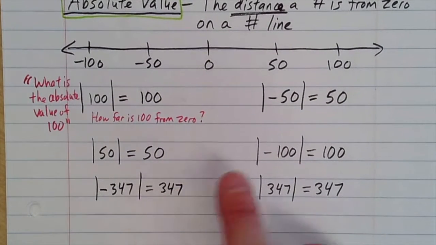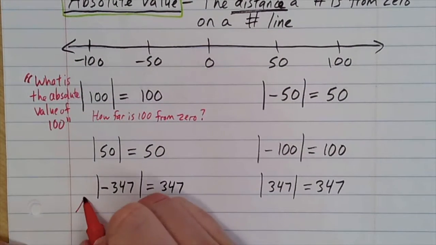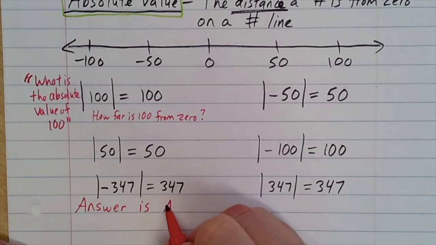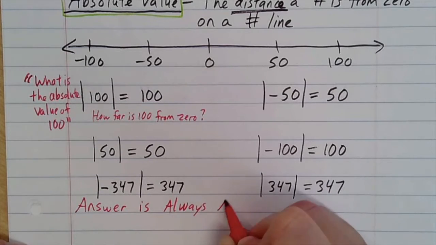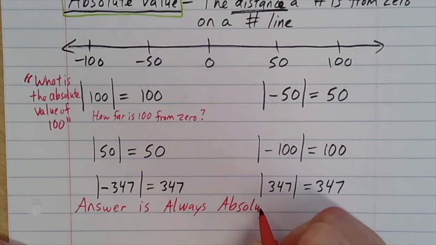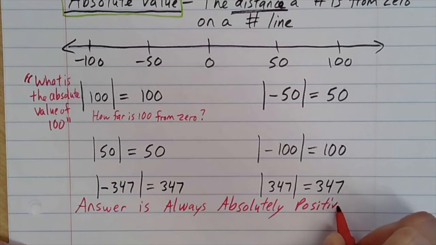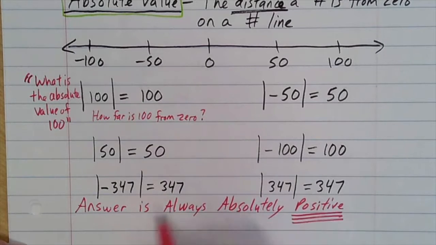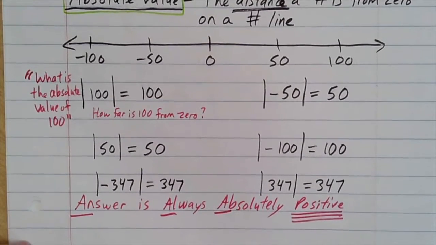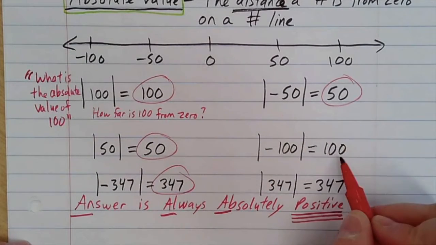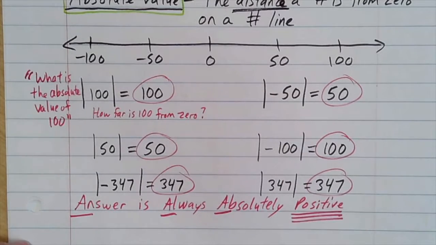But when they're asking for absolute value, your answer is always absolutely positive. Your answer is always positive. The answer is always absolutely positive. So that's how you remember absolute value. Your answer is always positive, no matter what I told you in the absolute value bars or the brackets. It's always positive.